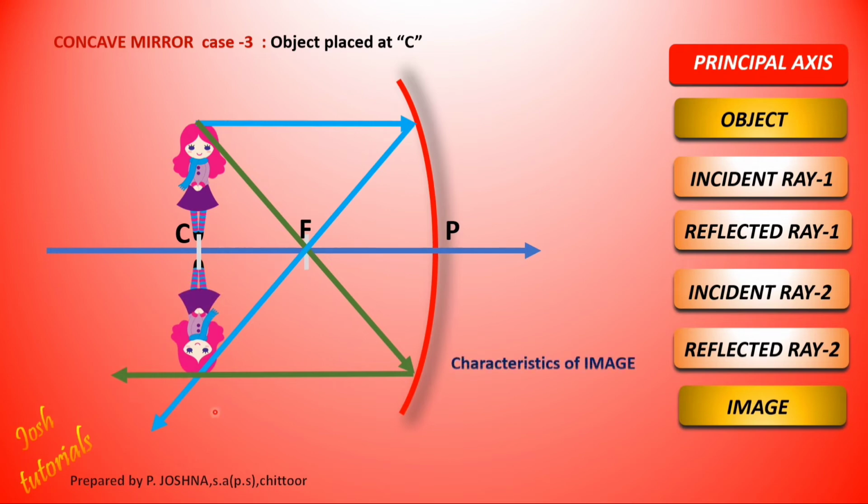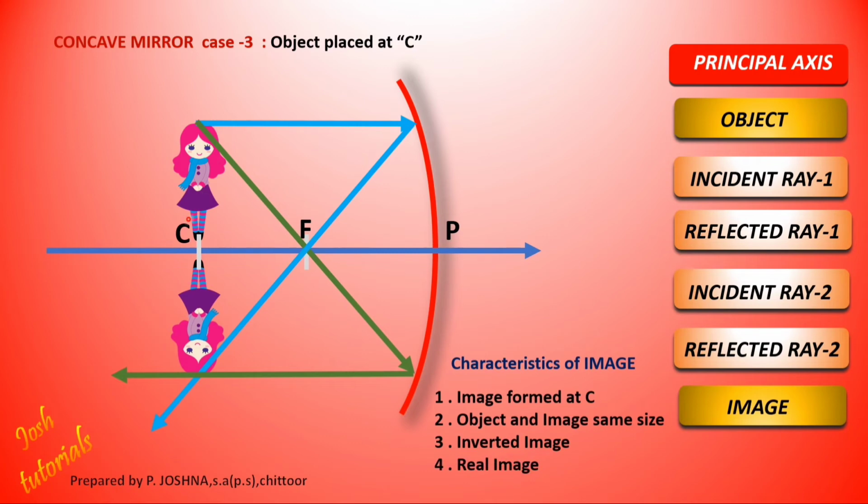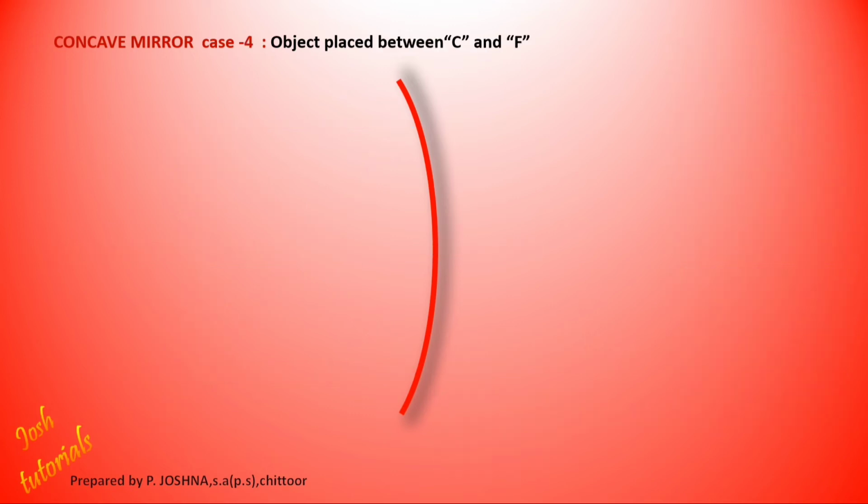Now look at our image. It is forming at the center of curvature indeed. The image is also formed at the center of curvature, and the object and image are the same size. It is an inverted, real image that can be caught on a screen.